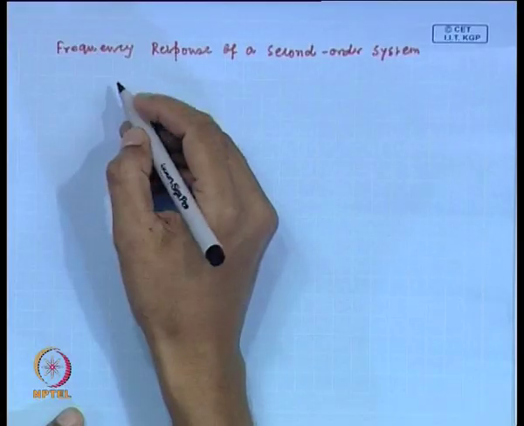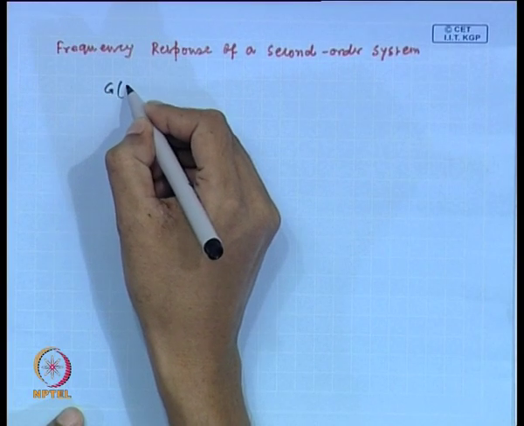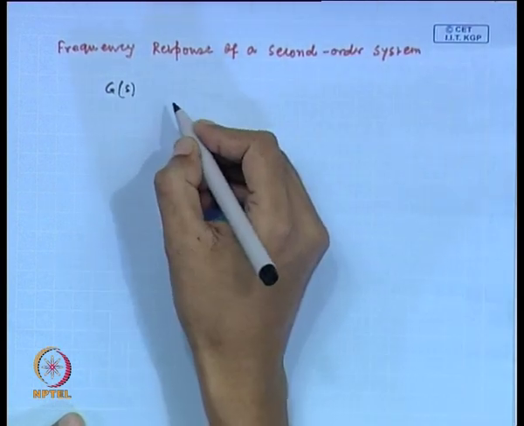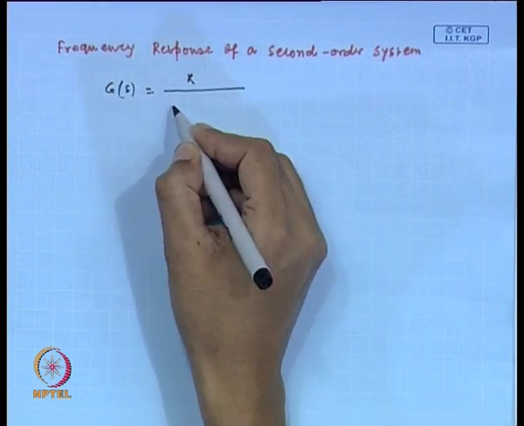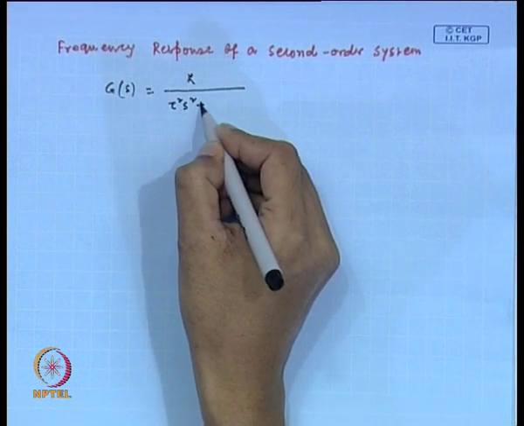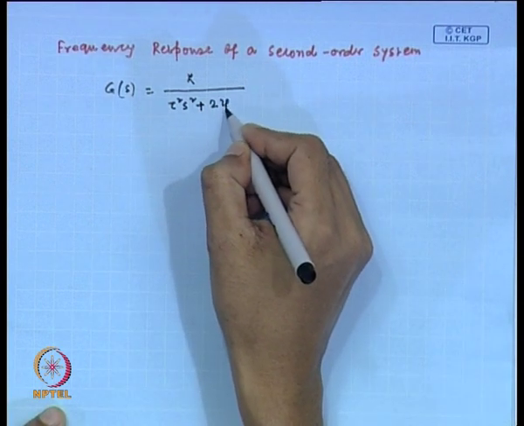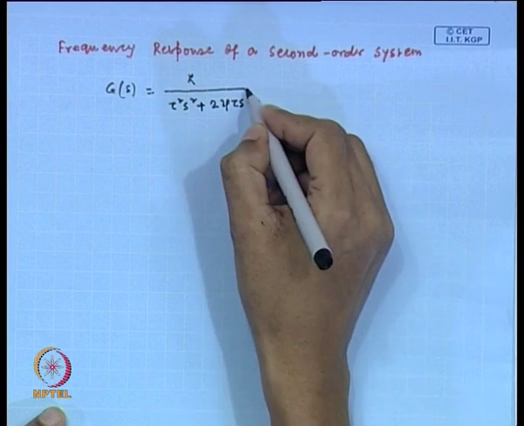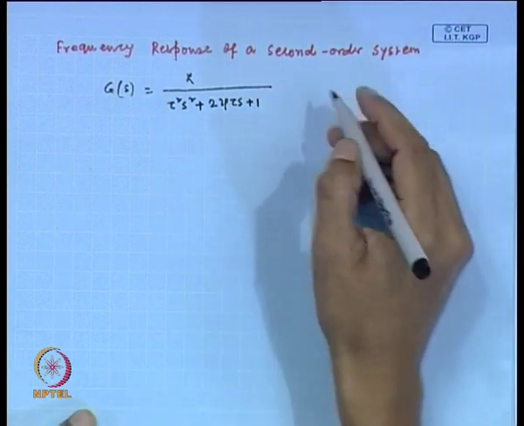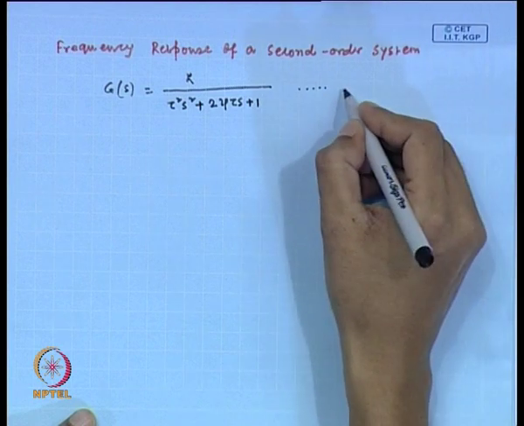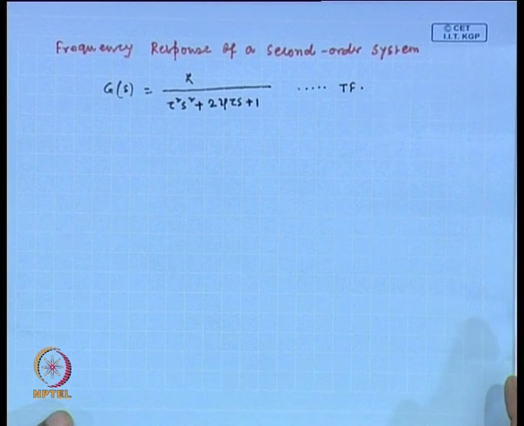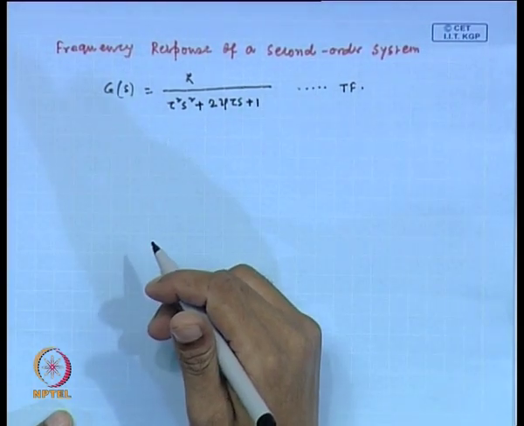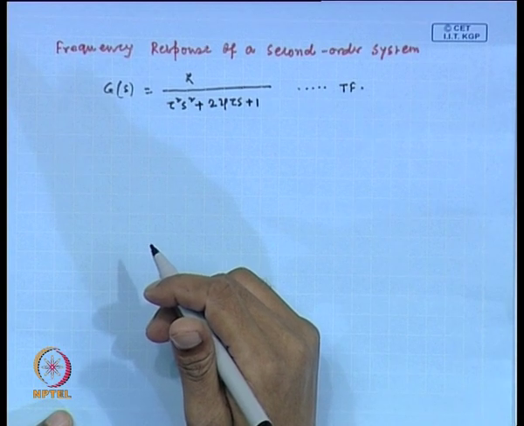The transfer function of a second order system in general form can be written as k divided by tau square s square plus 2 zeta tau s plus 1. This is the transfer function of a second order system in general form. Now, we will follow the different steps for frequency response analysis.